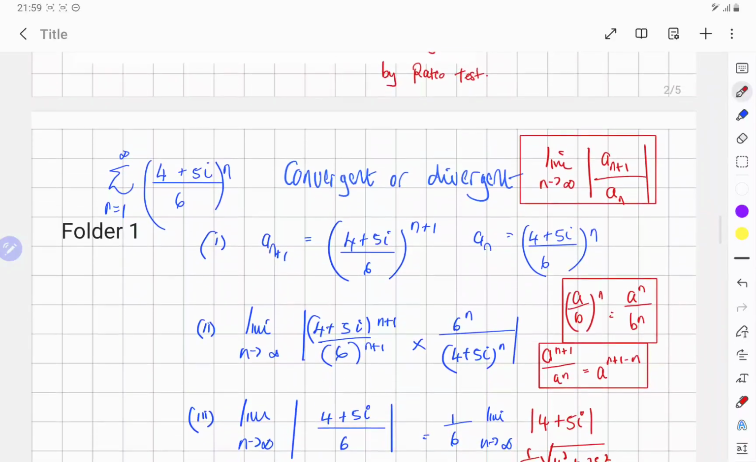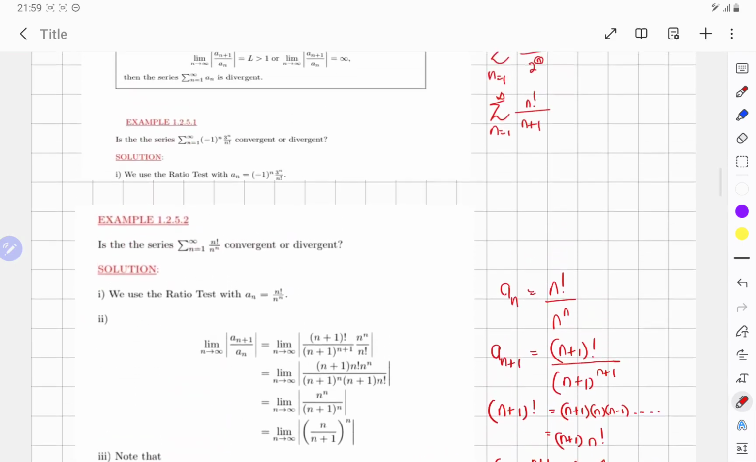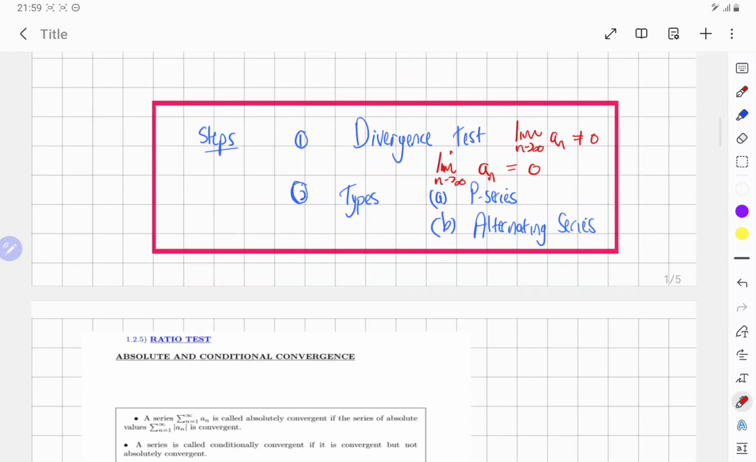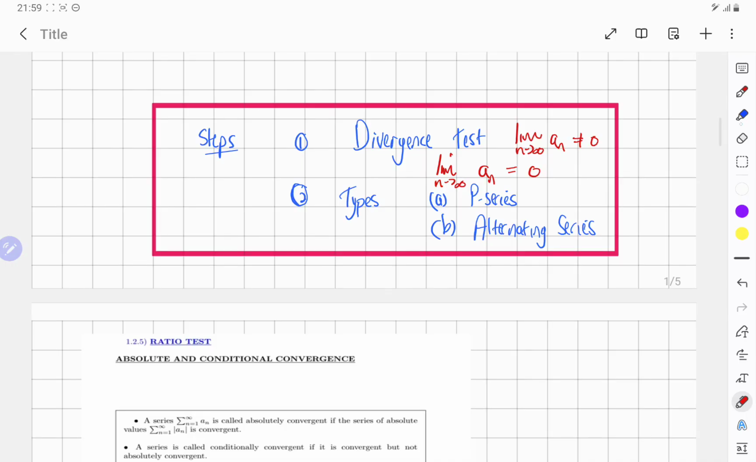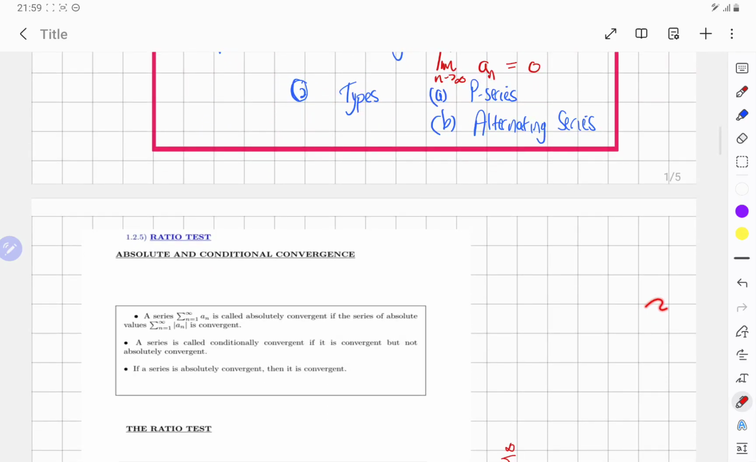So make sure you study all the things that I did mention that do come up a lot in exams, and then just make sure that you understand your steps. First step, divergence test. Second step, you look at your types, p-series or alternating series. In this video, we did the ratio test. Now, in the next video, we will do the integral test.